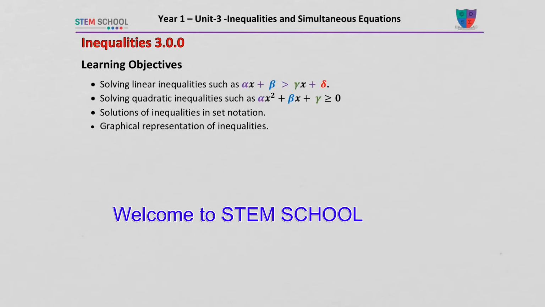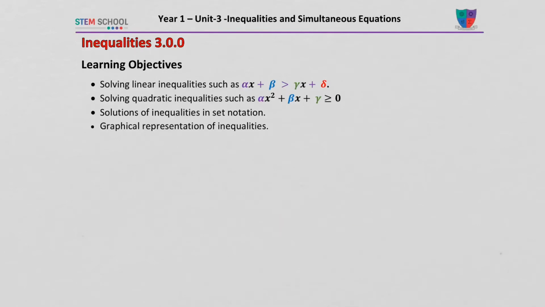Unit 3, Inequalities and Simultaneous Equations. We're starting with inequalities, the learning objectives. We're looking at linear inequalities, which can be written as y greater than ax plus b. The reason why it's called linear is because the degree of polynomial is 1. That means the highest exponent is 1.